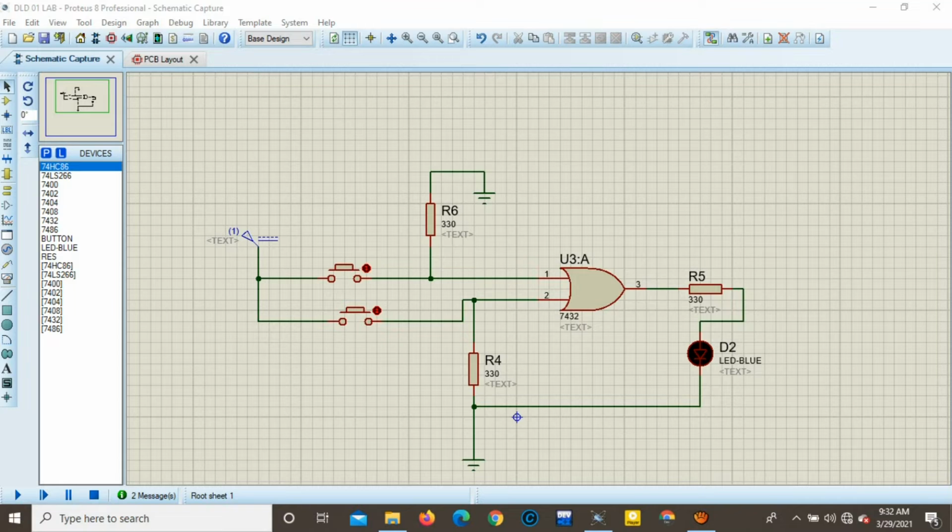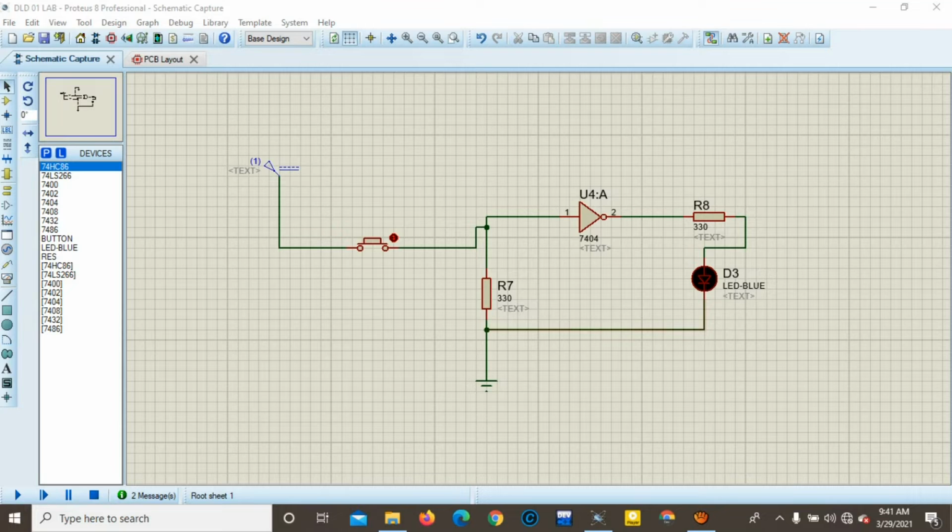If we give input A 1, then output will be 1. So here we verify this. We give input, and bulb is on. So again we close all switches and we give input 1 on switch B, then bulb is on, and we give input 1 on both switch A and B, again bulb is on. So this verifies our OR gate.